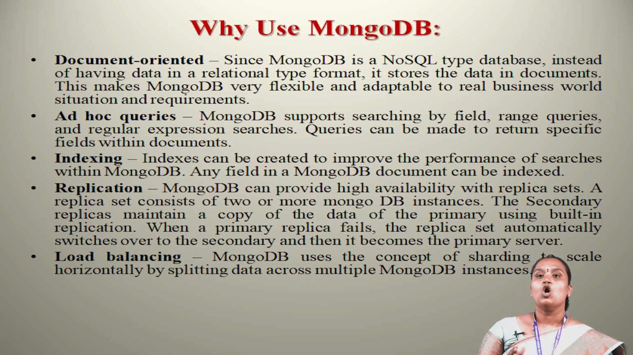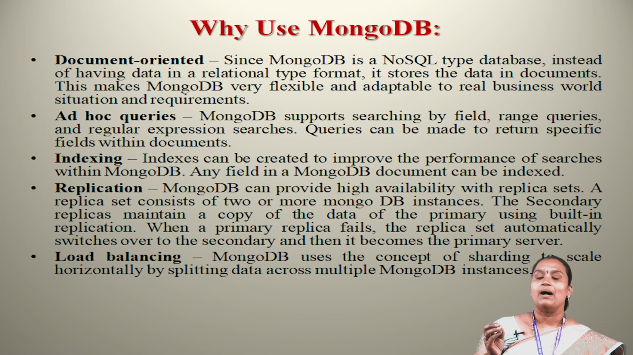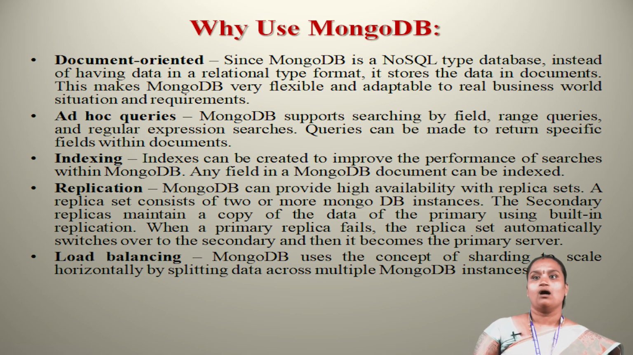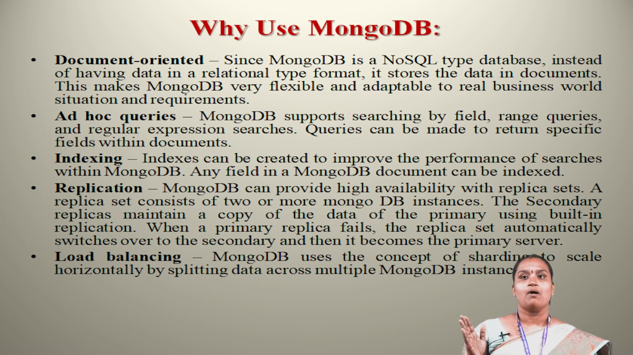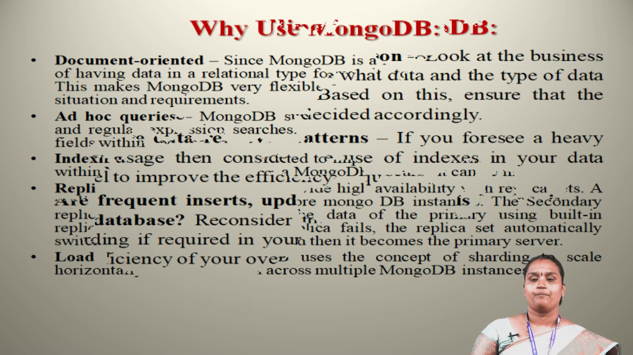server. Load balancing. MongoDB uses the concept of sharding to scale horizontally by splitting the data across multiple MongoDB instances. MongoDB can run over multiple servers, balancing the load and or duplicating data to keep the system up and running in case of hardware failures.